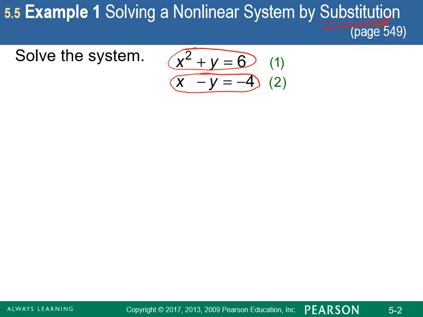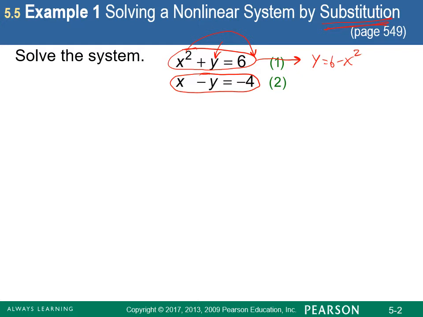In either equation, we're going to solve for one of the variables. Now we can actually do that in either of these two equations, so it's not really going to matter which one we choose. I'll take the top one and solve for y, because that seems like a very easy process. If we subtract x squared from both sides, we'd have y equals 6 minus x squared.